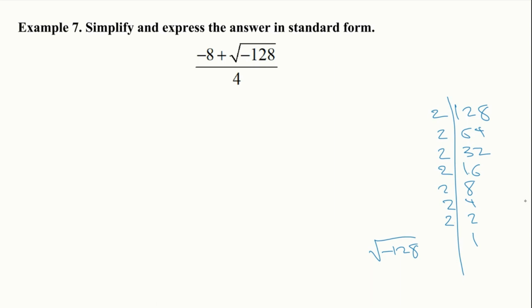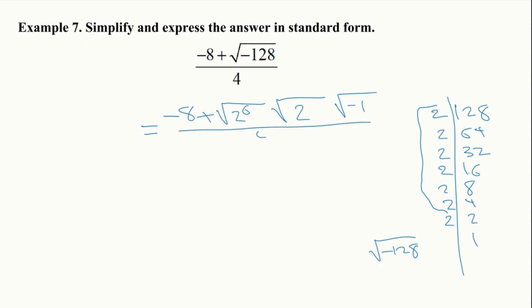So if I lump 6 of them together, that'll be a perfect square, right? So we'll go ahead and write this as negative 8 plus, we're going to go ahead and break up the square root of negative 128 into 3 radicals. Remember, we put the negative in the last one. We put the 2 to the 6 into the perfect square one, and we put whatever is left, which is just 2, into the non-perfect square radical, meaning the radical where the radicand is not a perfect square. So now we get over 4.